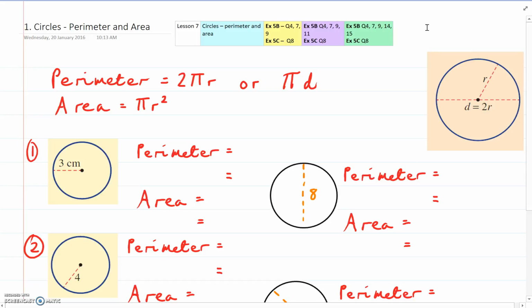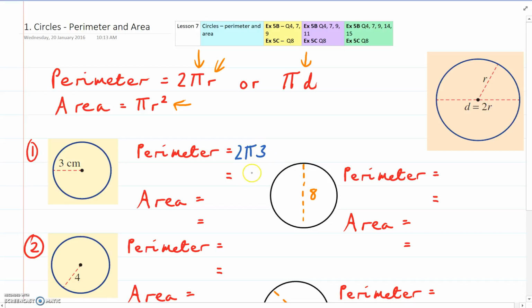Welcome to the party. This will be on circles and perimeter and area. You've got your formulas there. Pretty straightforward. 2 pi r, where r is the radius, or pi d, d being the diameter. Area, of course, r still radius, but it's pi r squared, because we're talking about area again, always going to be squared measurement units. So, perimeter, 2 times pi times r in this case.